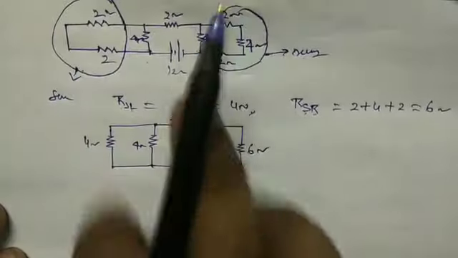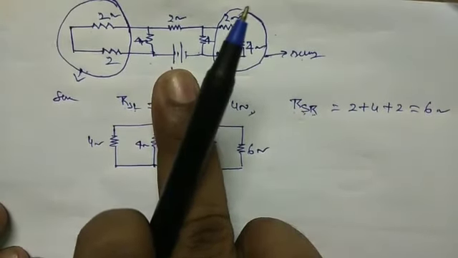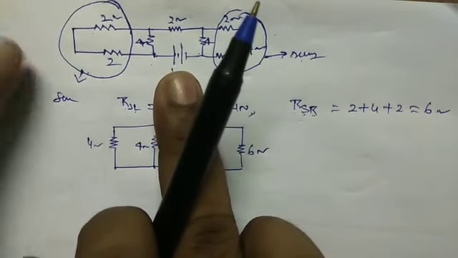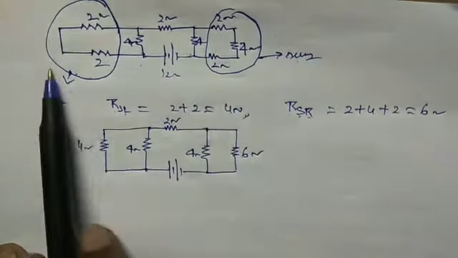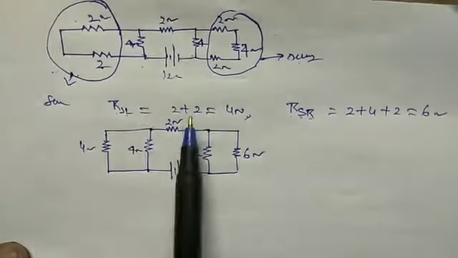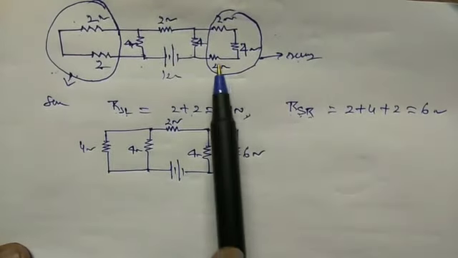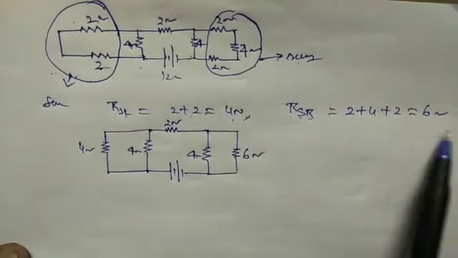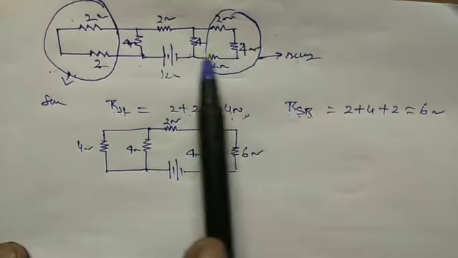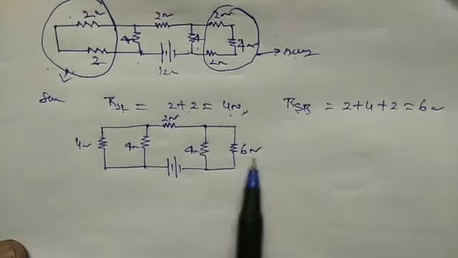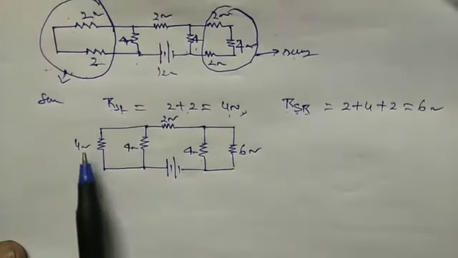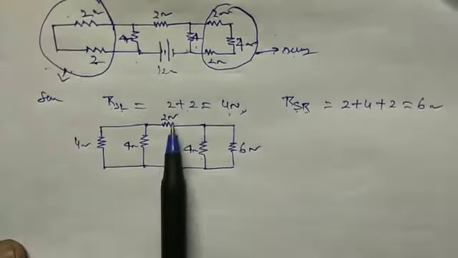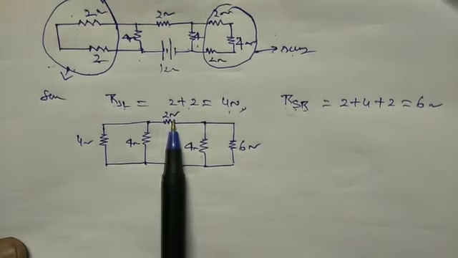See, the battery is in the middle, so you have to calculate from the left side of the circuit and also the right side of the circuit. From the left side, 2 ohms and 2 ohms are in series, that's why 4 ohms. On the right side, 2 ohms, 4 ohms, 2 ohms are in series, that's why 6 ohms. So that 6 ohms is parallel to 4 ohms, and these 4 ohms are parallel to 4 ohms, and this is 2 ohms. Clear?